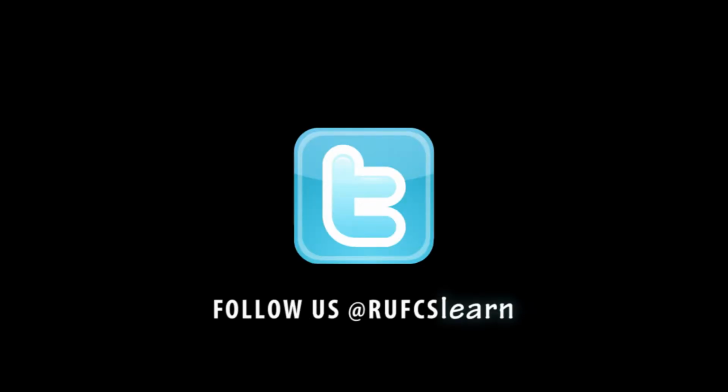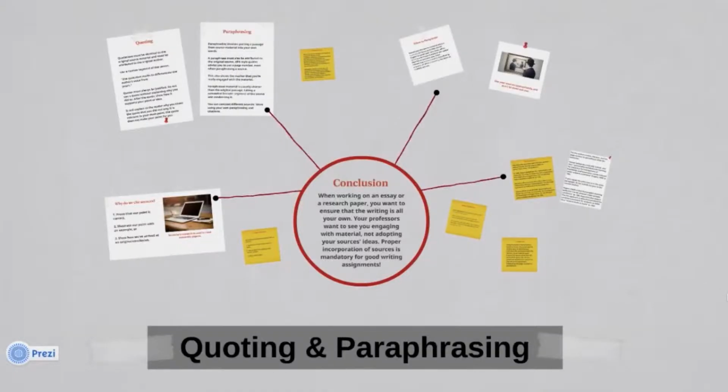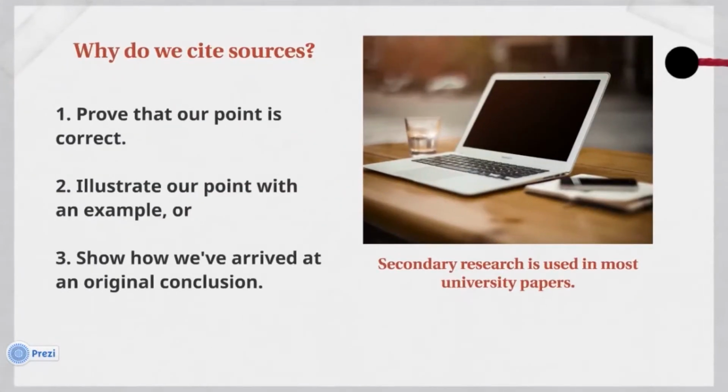So right now we're going to talk about quoting and paraphrasing. These are the two main ways that you are going to incorporate source material into your academic papers. That means when your teacher tells you, this essay requires 5 peer-reviewed citations, quoting and paraphrasing will be how you use those citations. The first thing that you want to think about is, why do we cite sources to begin with?